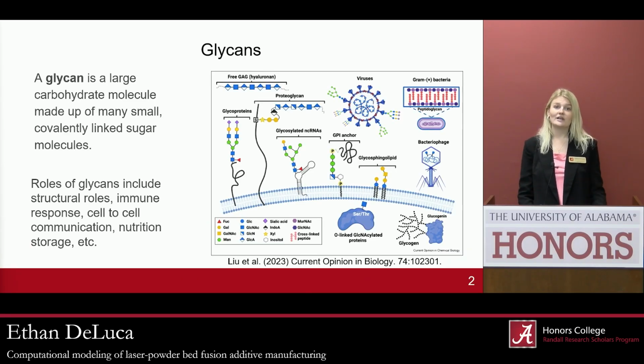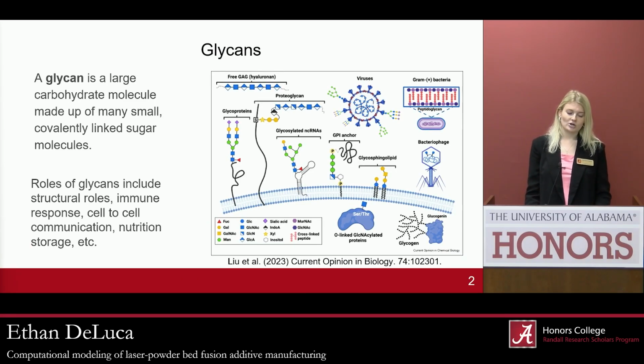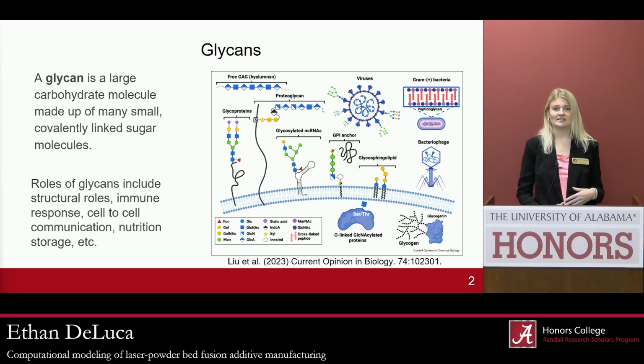So to start out, what is a glycan? A glycan is a large carbohydrate molecule made up of many small covalently linked sugar molecules. This is a very broad definition, and thus glycans have very broad functionality within the human body, ranging from structural roles in cell membranes to recognizing viruses and immune responses to cell-to-cell communication and storage molecules such as starch or glycogen.